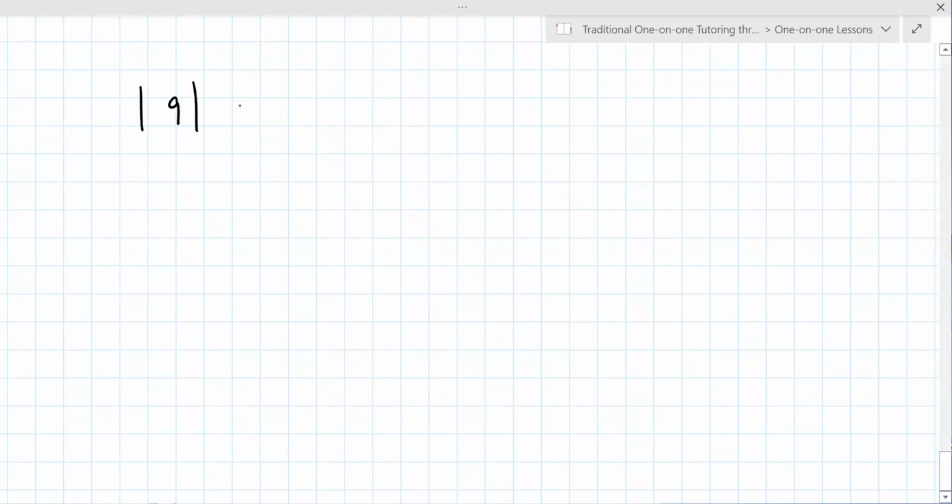Let me give you a couple of problems to try. Absolute value of 9 plus absolute value of -3, and absolute value of -4 minus absolute value of -2. All right, could you try these problems for me, please?